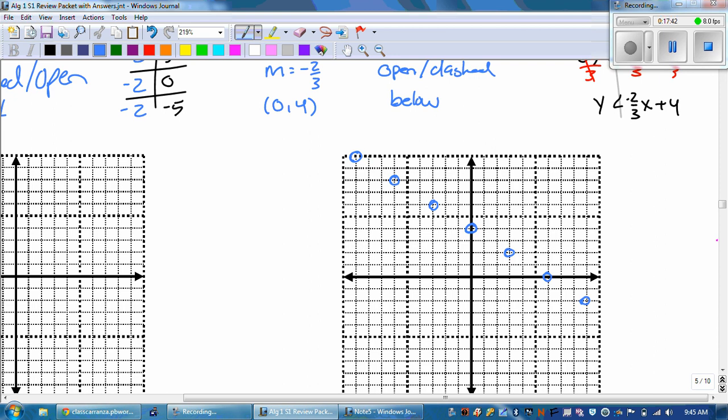Okay, and now that we've got that, I'm actually going to use my ruler right now to do the dashed lines to make sure everything is nice and straight. And the other thing that I'm missing is my arrows. So I'm going to make sure to add my arrows in. Okay, and then what did we say we were going to shade, above or below? That's it, we're going to shade below.